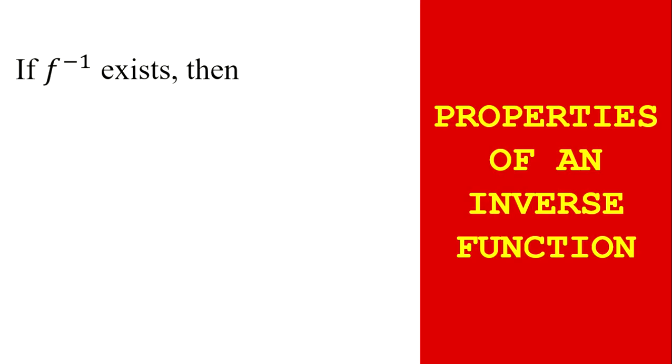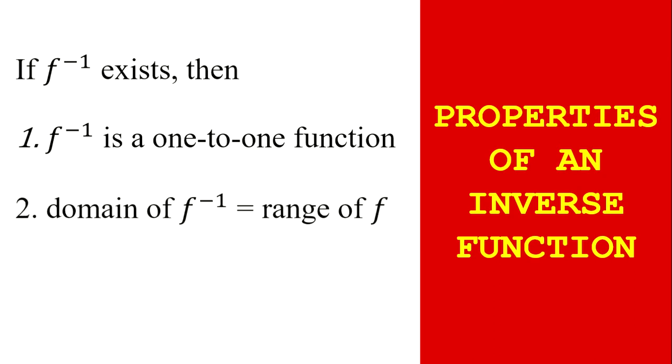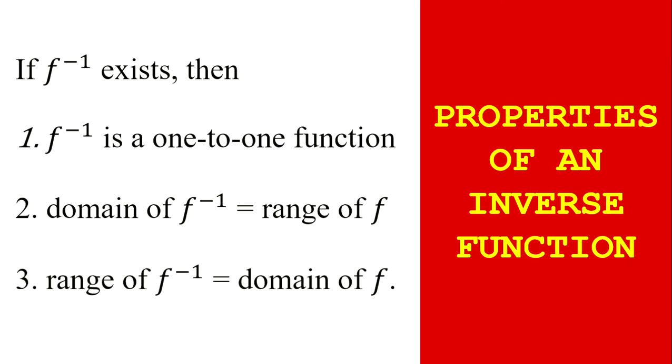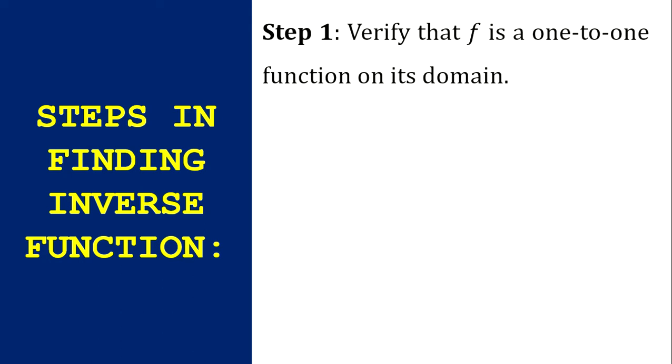If f inverse exists, then we have these three properties. First, the inverse is a one-to-one function. The domain of the inverse is the range of the function, and the range of the inverse function is the domain of the function. Then now, what are the steps in finding the inverse function? Initially, we have four steps. First, verify if the function is one-to-one on its domain.